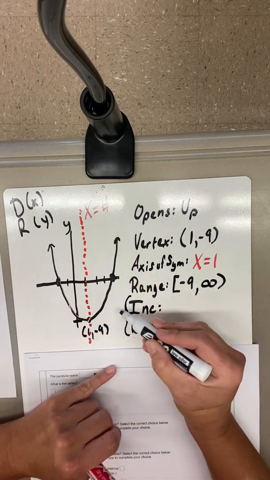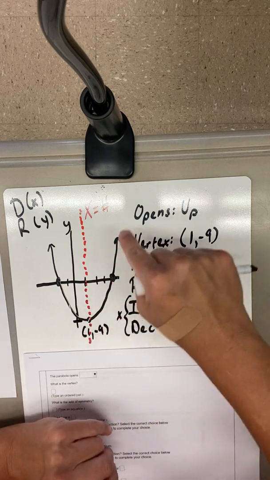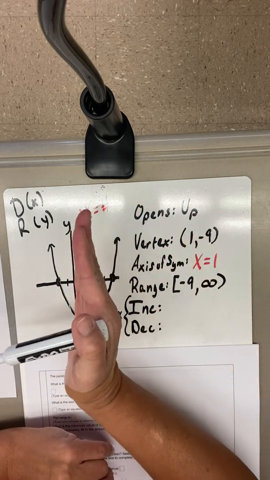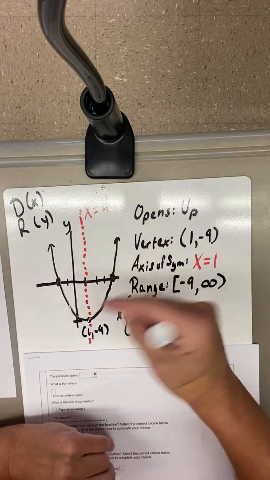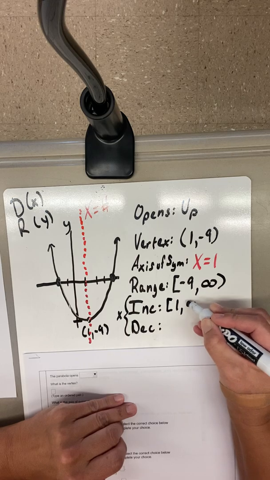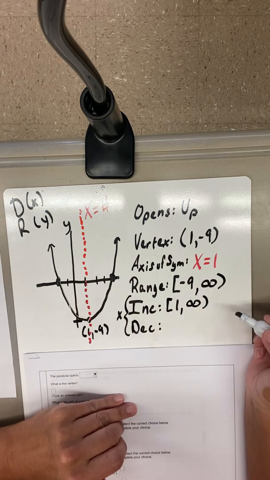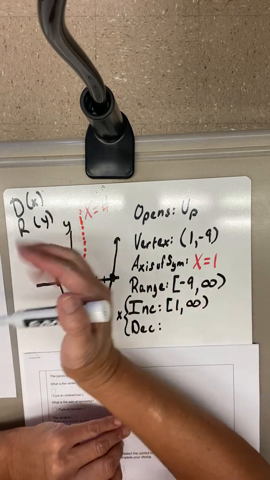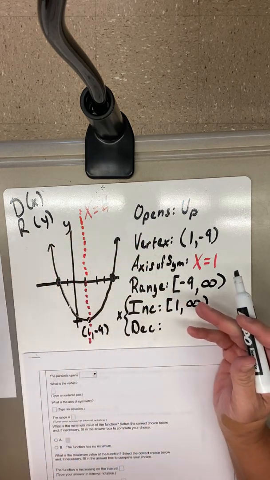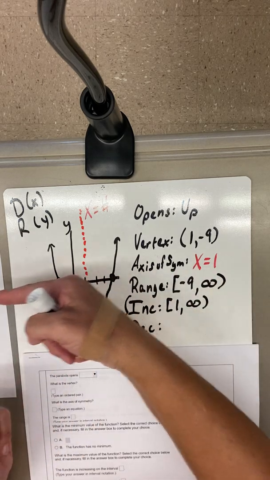Now, they're wanting x values. What's increasing and decreasing are the y values, but you're reading the x values left to right. So from 1 to infinity, the graph is increasing. And it touches at 1. On the left side of the axis of symmetry, the graph is decreasing. Now, what x value is it for? You have to read left to right. So all the way to the left is negative infinity.